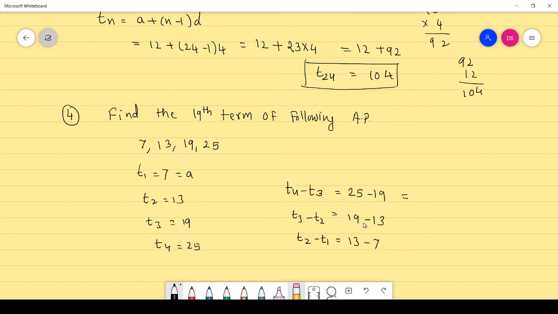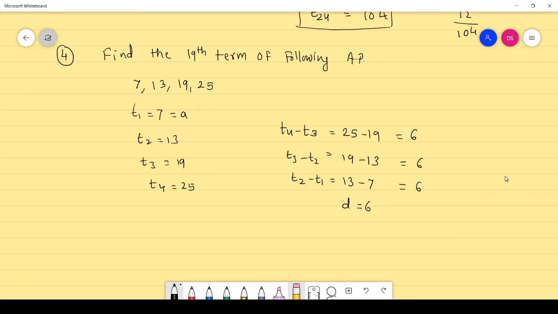So we have the values over here. 25 minus 19, that you will get equal to 6. 19 minus 13, you will get a 6. 13 minus 7, you will get a 6. So you can mention that the common difference here is 6, right? So what is our main aim? To find out the 19th term. So we need to calculate the value of T19, which means n is equal to 19.